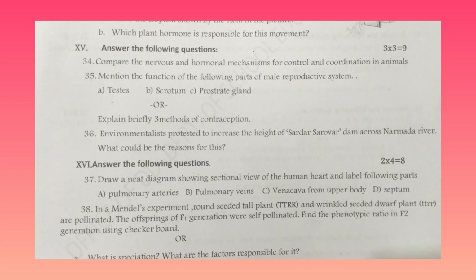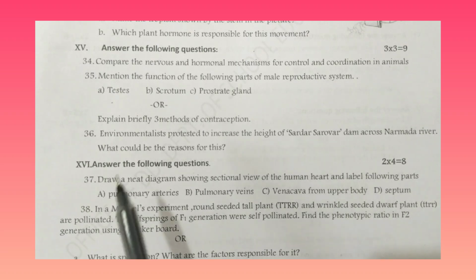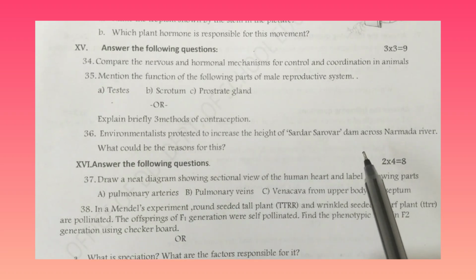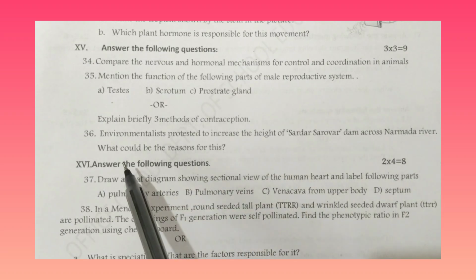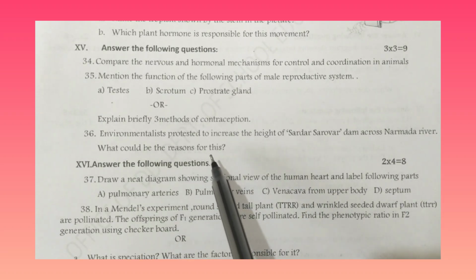Next, let us move to the 36th question. Environmentalists protested to increase the height of Sardar Sarovar Dam across Narmada River. What could be the reason for this?